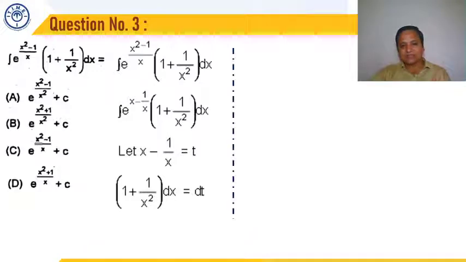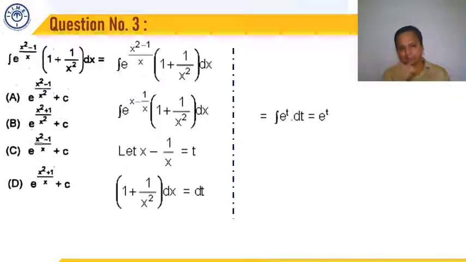So in this manner, the given question is reduced to a simpler form. Integral of e to the power t dt, and integration of e to the power t with respect to t is e to the power t itself. This question can also be solved by assuming e to the power x square minus 1 by x equal to t also. But here we had x minus 1 by x, so we assume it equal to t.